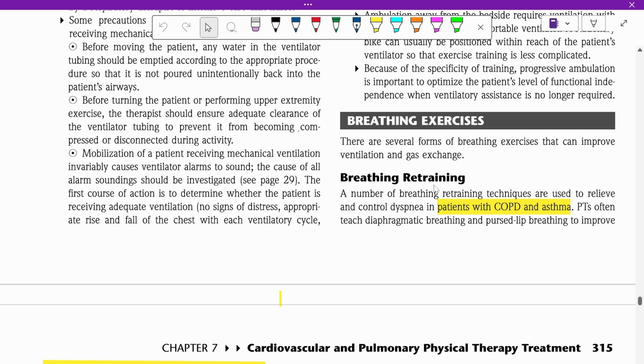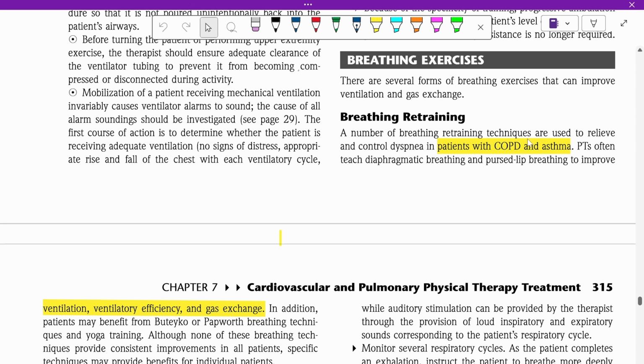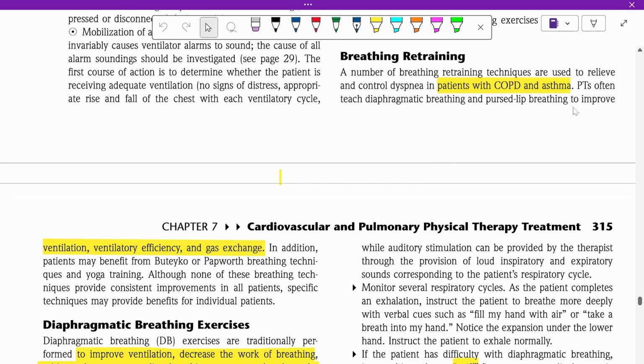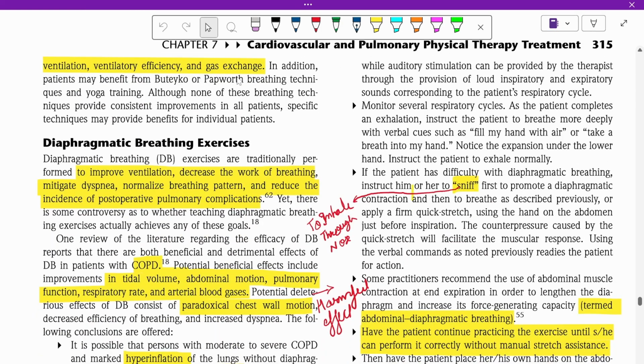Breathing retraining. A number of breathing retraining techniques are used to relieve and control dyspnea in patients with COPD and asthma. Physiotherapists often teach diaphragmatic breathing and pursed lip breathing to improve ventilation, ventilatory efficiency, and gas exchange. In addition, patients may benefit from Buteyko and Papworth breathing techniques and yoga training.